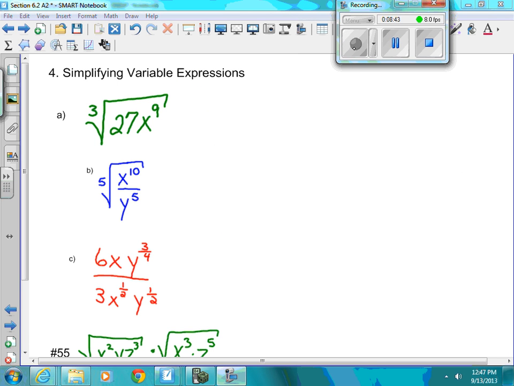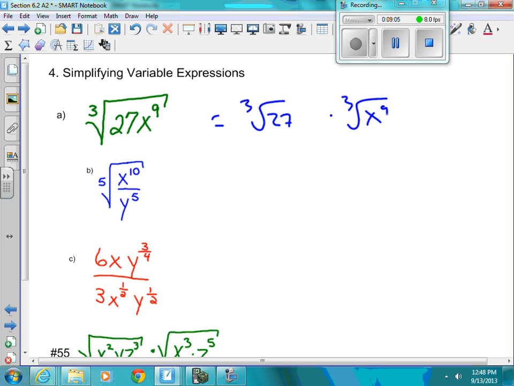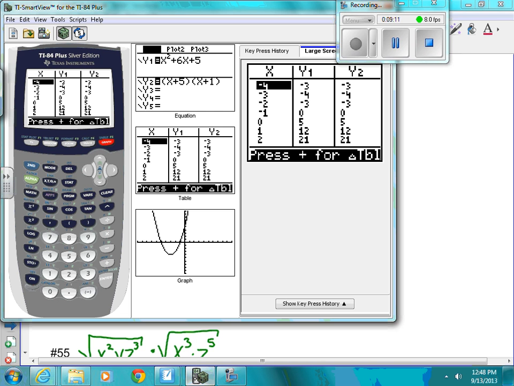Okay, last thing on our docket for today, simplifying variable expressions. We'll just do a couple of these and then we'll practice more in class tomorrow. If I have a bunch of stuff underneath the radical sign, the way I try to do it is I separate, just like we do with square roots. It's cube root of 27 times the cube root of x to the 9th. And then I would look at this and say, okay, the cube root of 27, can I put that in my calculator? Does it come out nice? Is it a perfect root?